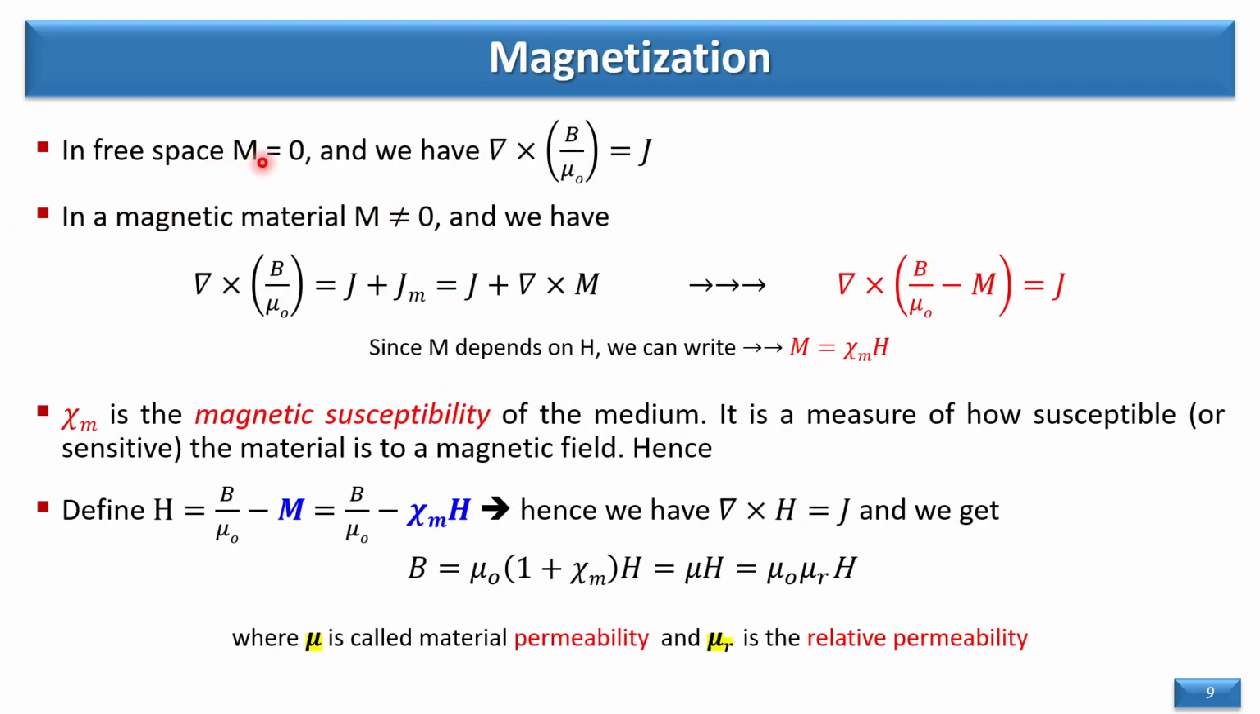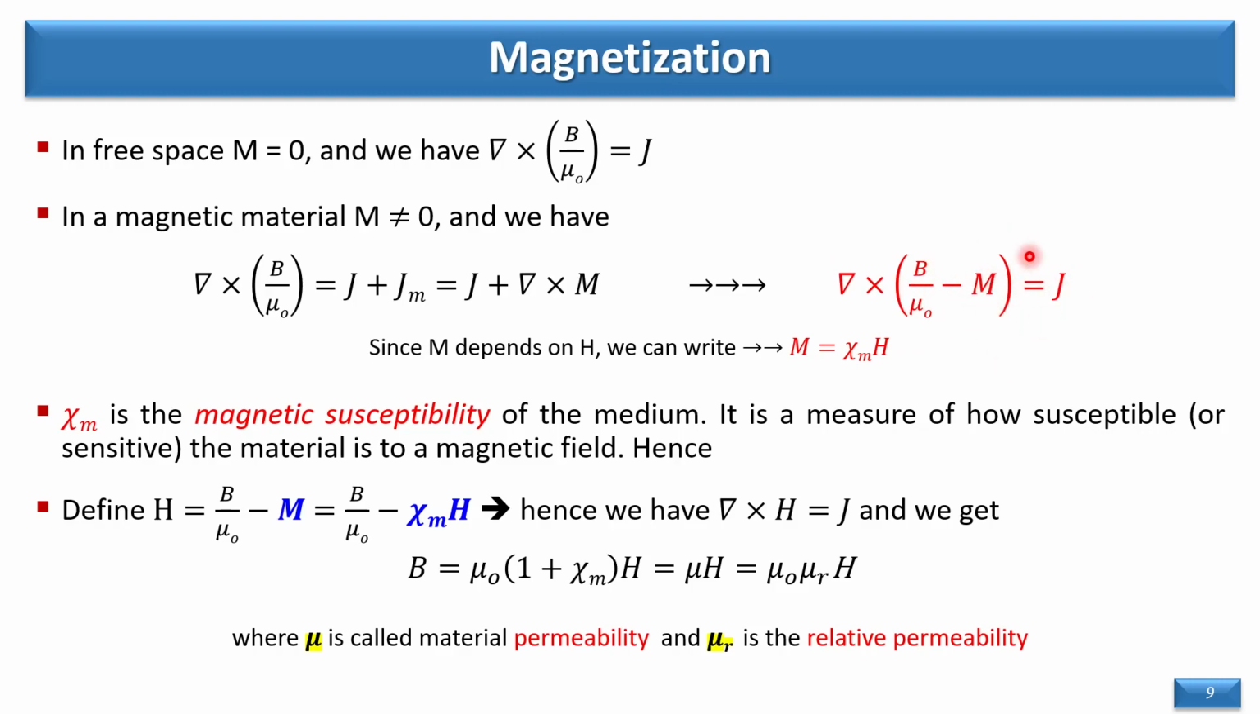In free space we have M equal 0, and we have the curl of B over mu naught equal J, which is Ampere's law. And we know that in free space B over mu naught is H. But when M doesn't equal 0, J will be equal to J plus Jm. So curl of B over mu naught will equal J plus curl of M. You can take the two curls on the same side. So curl of (B over mu naught minus M) equals J.